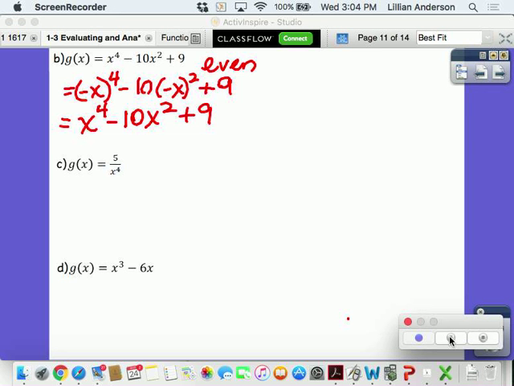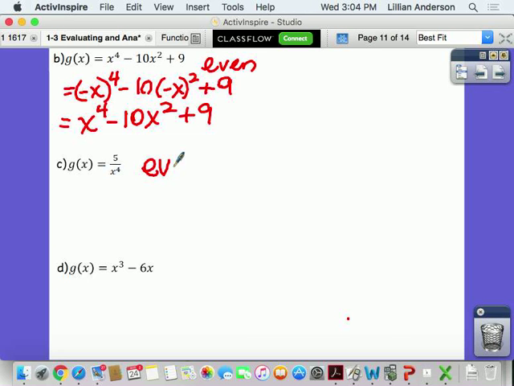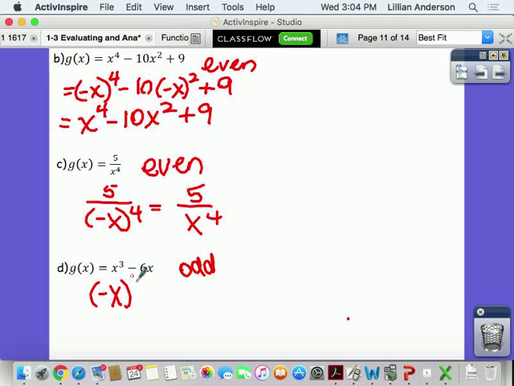What was it? It was even. Algebraically, if I plug in a negative x and raise it to the 4th power, it turns into the exact same thing, making it even. Down here, you know it was odd, right? A negative x cubed minus 6 times the negative x. What's negative x cubed? And what's a negative 6 times a negative x? A positive 6. And you see how it's the exact opposite from the original problem? Every term is the exact opposite. That's how you show that algebraically.